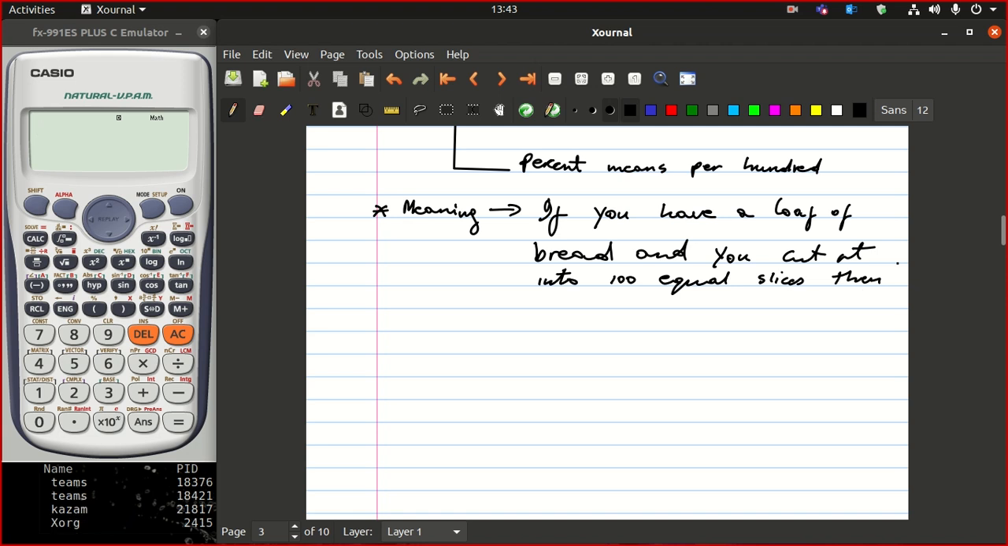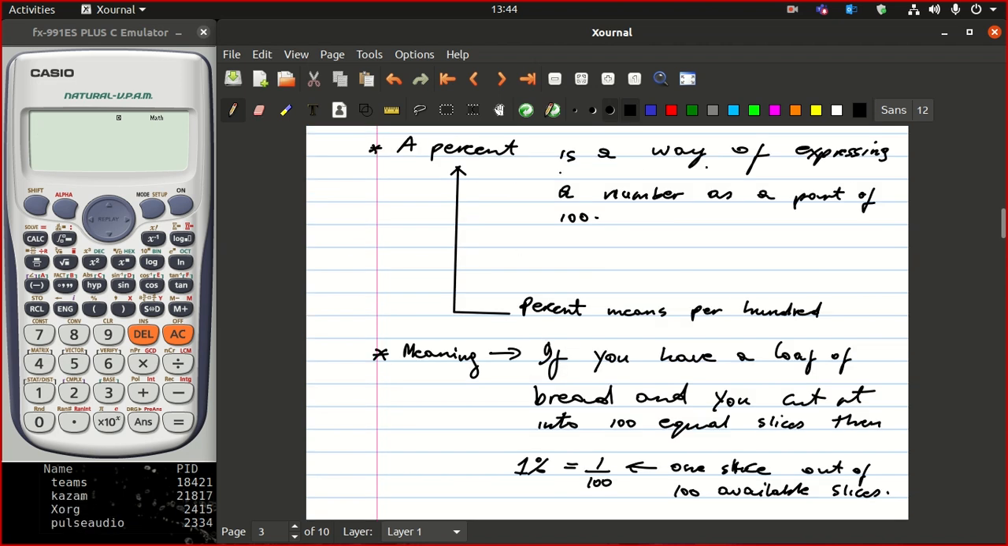So you have one bread. This one bread, you decide to cut it into 100 equal pieces. Then 1% is the same as 1 over 100, or it is one slice out of 100 slices. It is one slice out of 100 available slices. That is what a percent is.